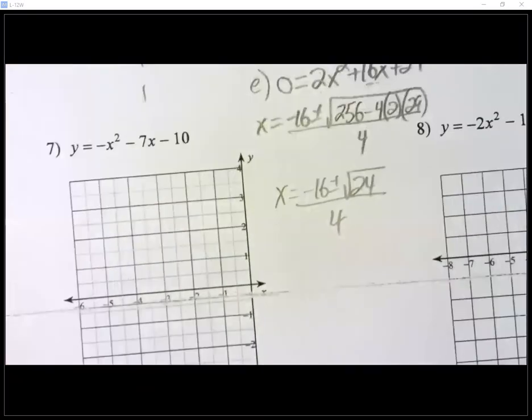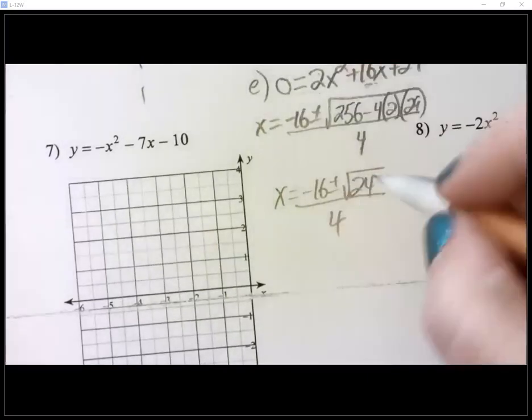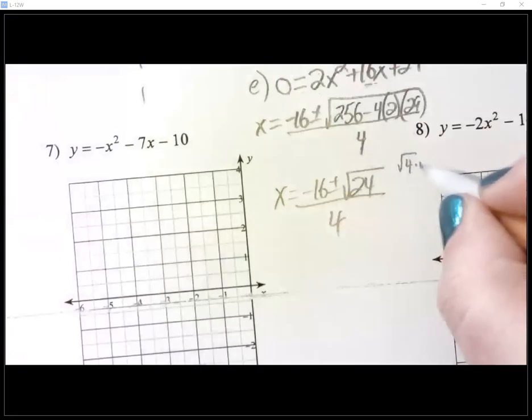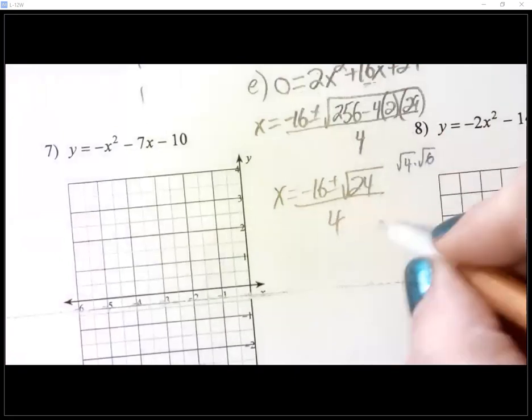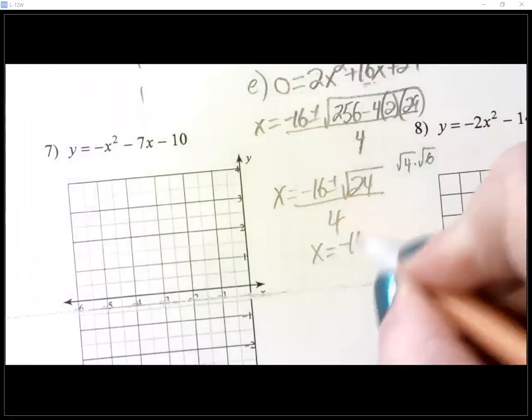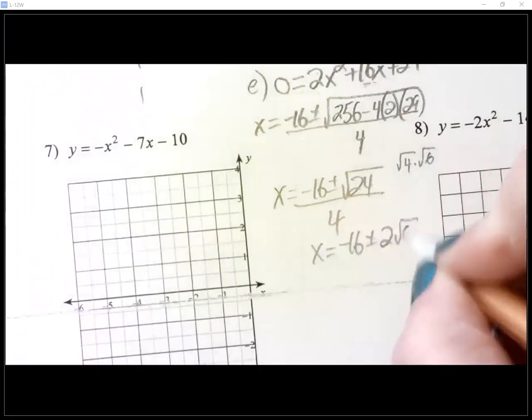Give me a perfect square that goes into 24. 4. So that's going to split up into square root of 4 and square root of 6. So I get 2 root 6 right there, don't I? So that's just negative 16 plus minus 2 root 6 all over 4. Can you reduce that answer?